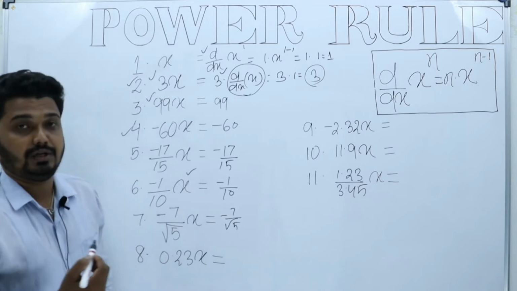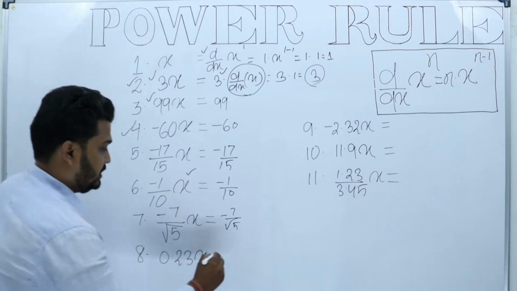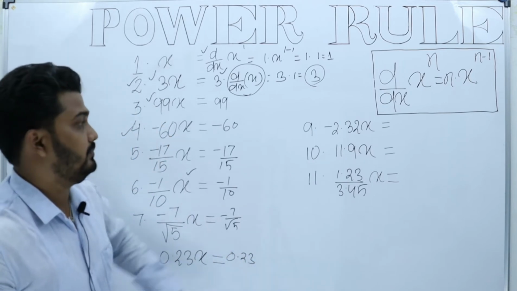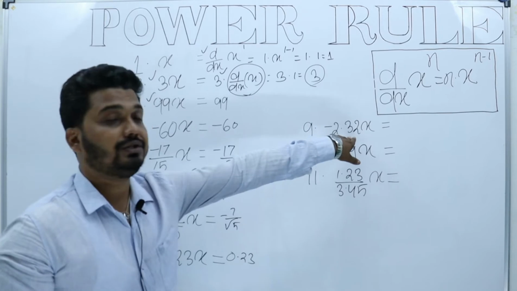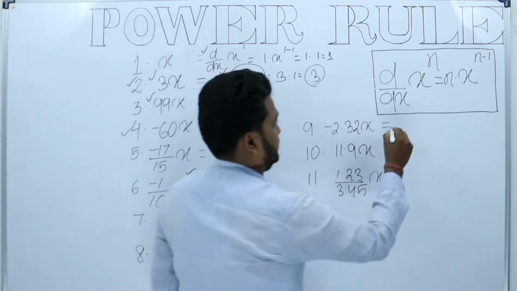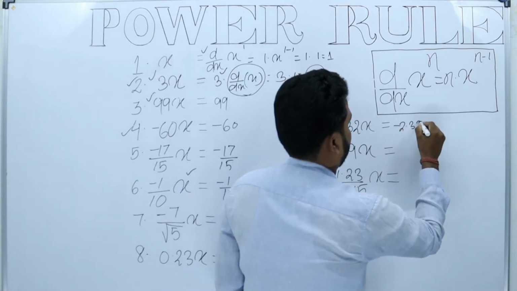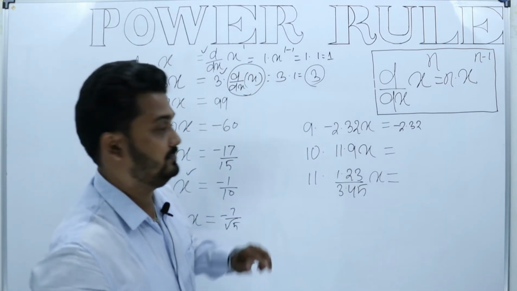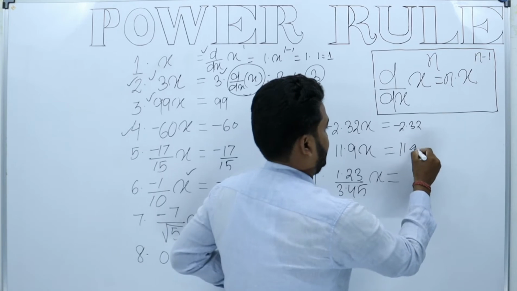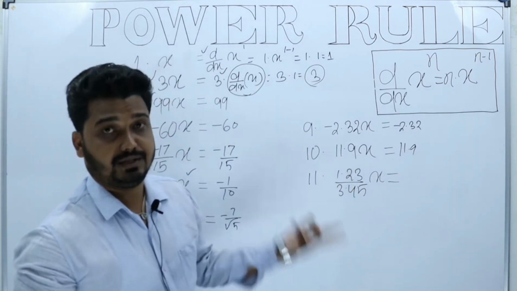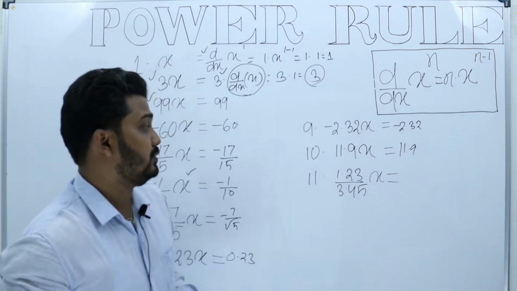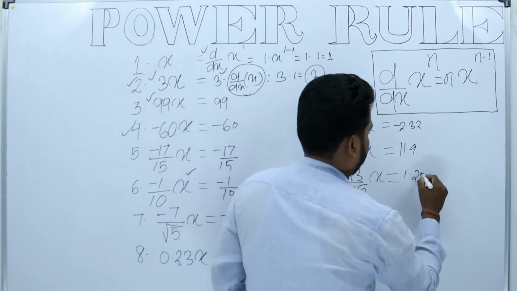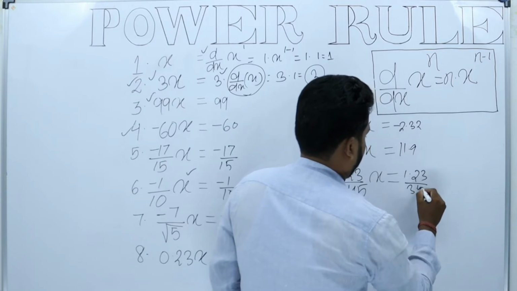Here 0.23 is a decimal, but still the answer is going to be the same as previous, it is 0.23. For minus 2.32x, the answer is the same as the constant of the question, that is minus 2.32. For 11.9x, the answer is 11.9, that is the constant of the question, or you can say the coefficient of x, and for 1.23 by 3.45x, it is also the same, the answer is 1.23 by 3.45.